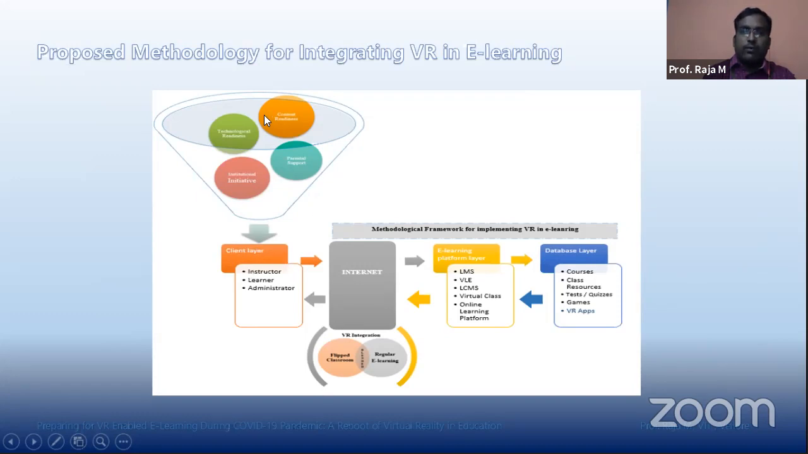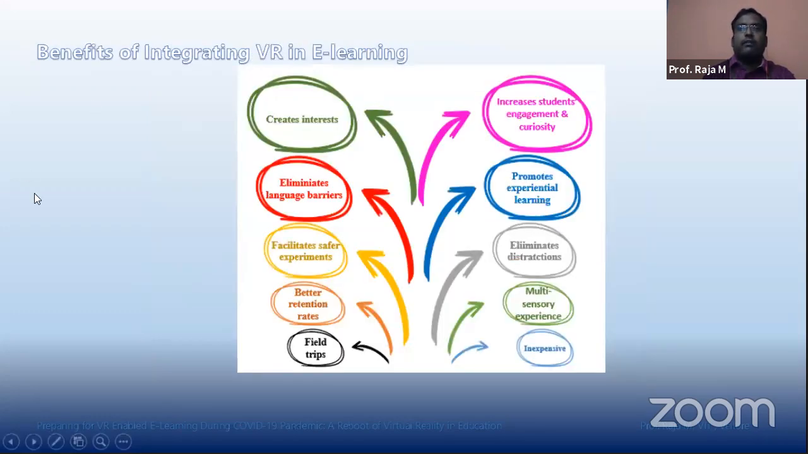So in the client area, we are proposing that these elements should be taken care of, where the instructor and the learners will have to look into these points. And this is the part where the integration happens with the flipped classroom, the regular e-learning and the blended methods. We all know there are plenty of benefits of integrating VR. When we integrate it like this, obviously we are going to create interest among the students, and it is going to give some kind of curiosity among the students to think every day of what they are going to see new in the next class, and it increases students' engagement, and it also is going to eliminate language barriers, because you are not going to create your content.